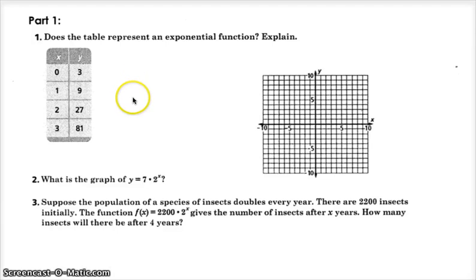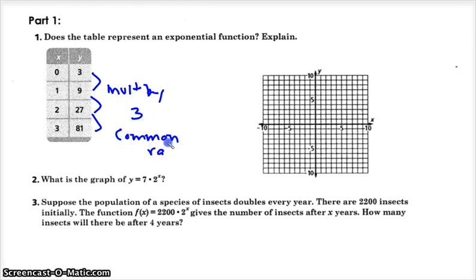All right, part 1 of the self-quiz, does the table represent an exponential function? Yes, it does. I am multiplying by 3 each time. So my common ratio is 3.